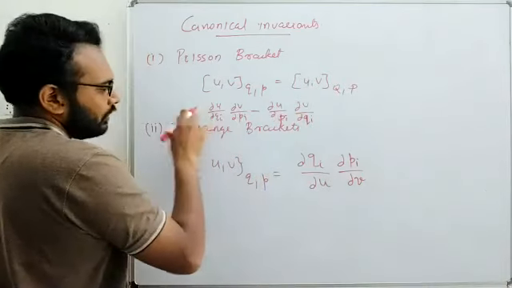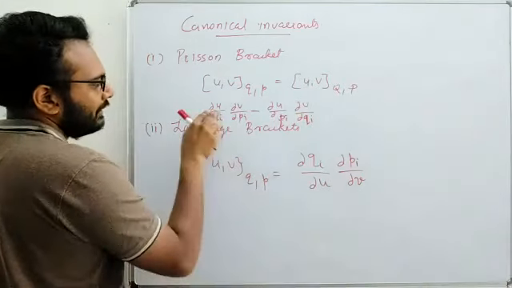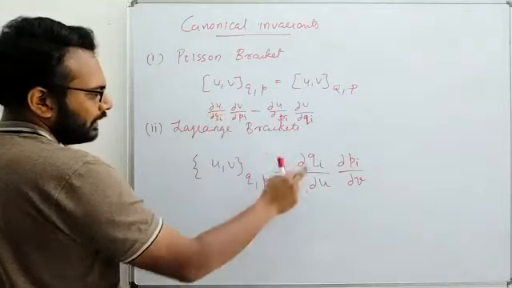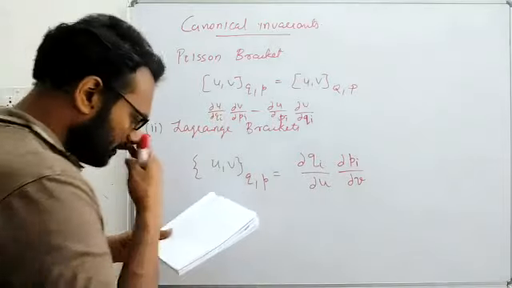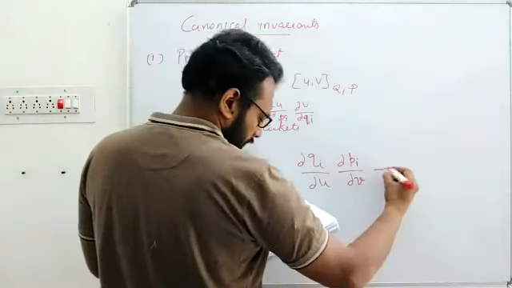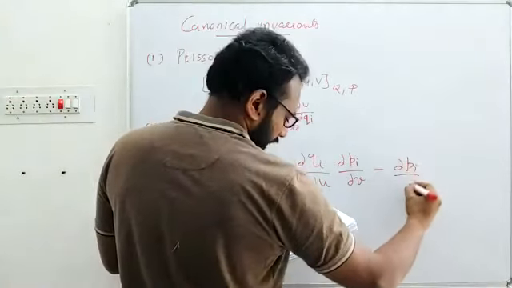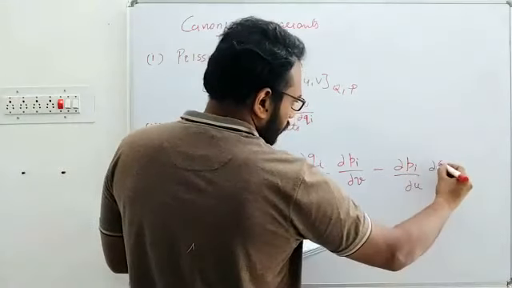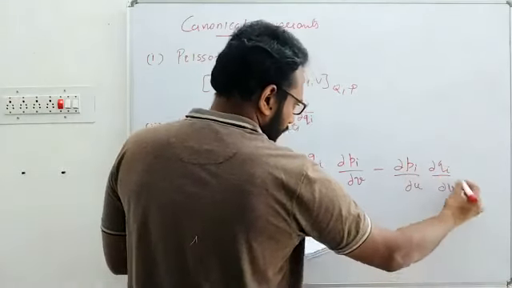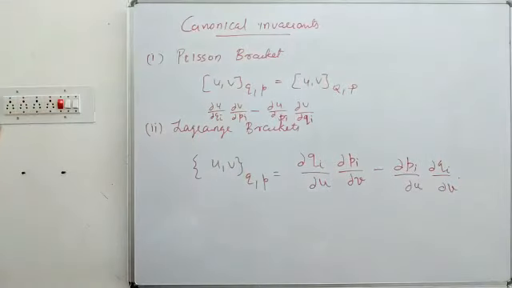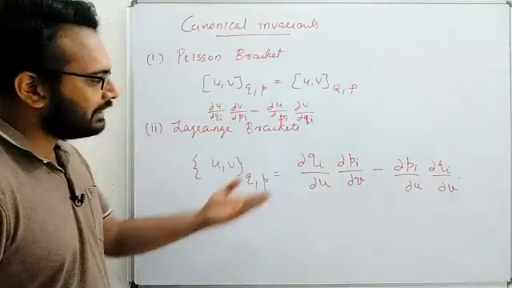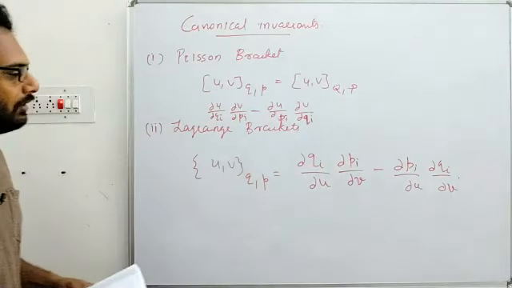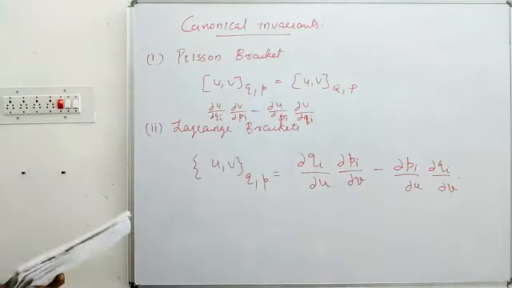Okay, this is the Poisson bracket and this is the Lagrange bracket. You see that here you have a dou u by dou qi. In this case of Lagrange bracket, you have dou qi by dou u. Okay, it's easy to remember. Minus dou pi by dou u, dou qi by dou v. All right. Now, what's important of this? We are not going to solve any problems using this. We are not even going to prove that this is invariant. I'm just giving it to you that this is invariant under canonical transformations.